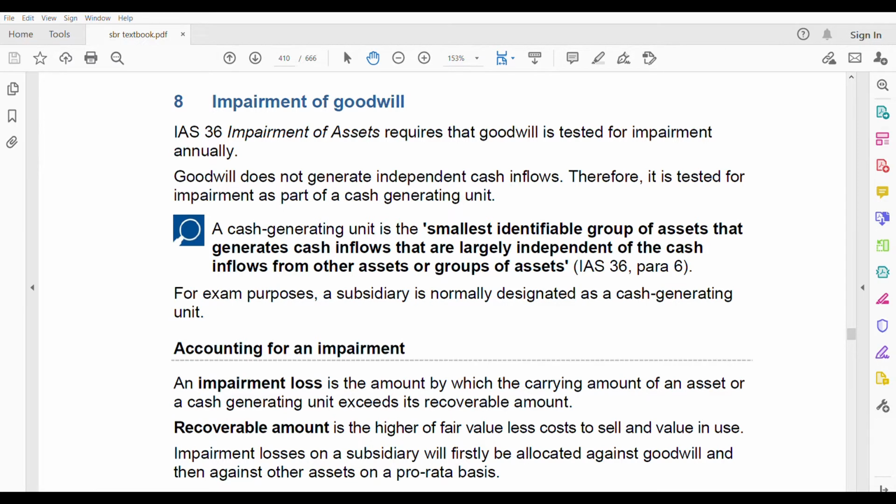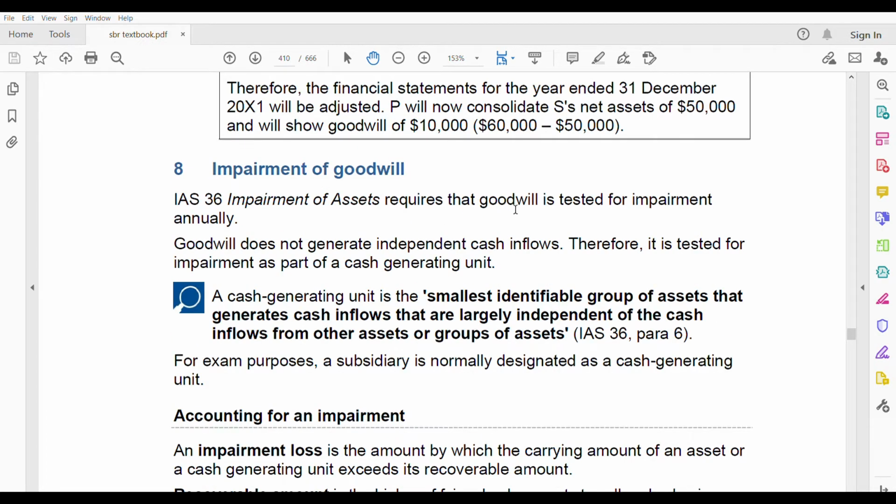Impairment I have covered when I was discussing IAS 36 impairment of assets. But here specifically we're talking about goodwill that we have acquired during our business combination. So for that impairment we are using IAS 36.